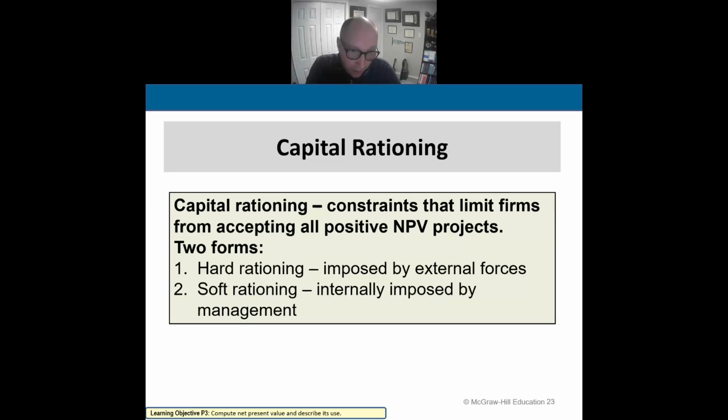And so there's hard rationing and soft rationing. Hard rationing is when there are external forces controlling our investing decisions. And there's soft rationing. Those are the rations that management puts on ourselves to control the flow of capital investment.